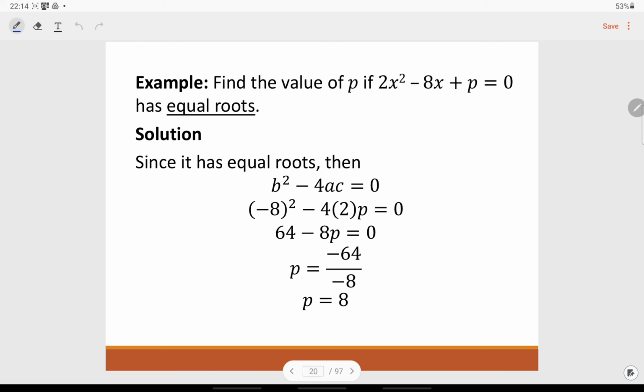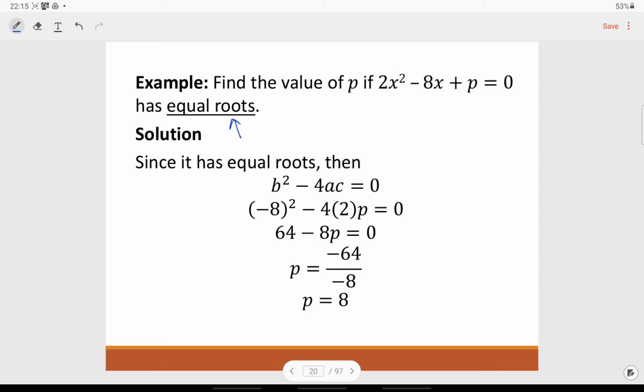Okay, now consider the following example. Find the value of p if 2x squared minus 8x plus p equal to 0 has equal roots. So the crucial point here is the given information that the given quadratic equation has equal roots. So what does it mean? Since it has equal roots, that means the discriminant b squared minus 4ac equal to 0. Okay, that is the meaning of the given information.